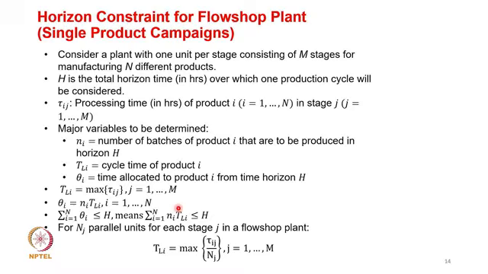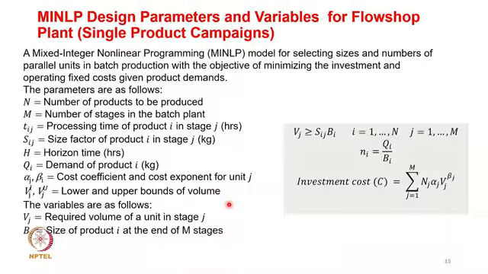The total time would be the number of batches times the cycle time, and we can always understand that this theta would be less than H, which is the total horizon time. Theta would be n times TLi. So these are the conditions that you need to satisfy. And if there are parallel units, TLi eventually becomes the max of tau ij by Nj, as we have seen in the previous case.